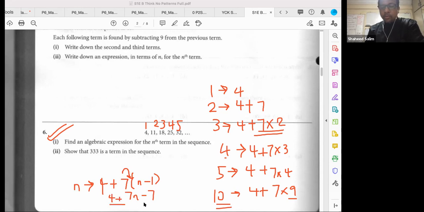So now you must take these two together. 4 minus 7, how much you get? Minus 3. 7n minus 3. This is actually the formula. You have just come out with a formula.